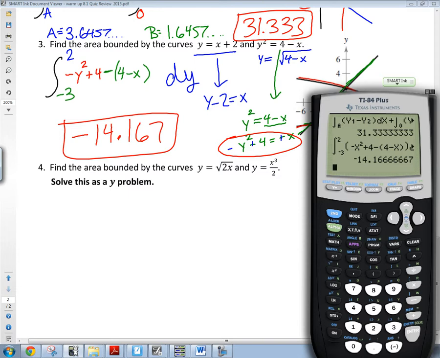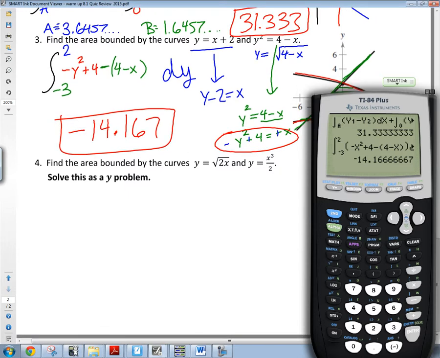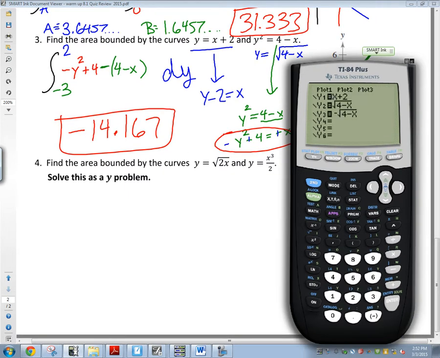Same thing for our last one here on number 4. Find the area bounded by those curves, and it does say solve it in terms of y. So again, let's graph it to see what's happening. I'm going to save you me typing it in, so hang on.